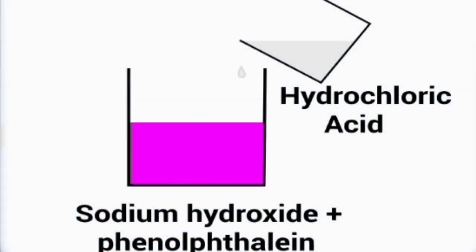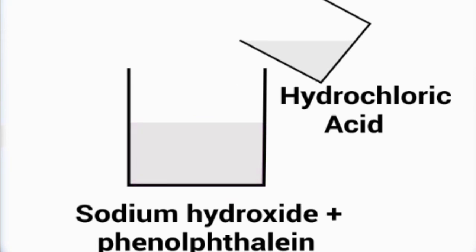Now here phenolphthalein is added to sodium hydroxide. As we know, sodium hydroxide is a base, so it turns from colorless to pink. And when acid, that is HCl, is added to NaOH, it neutralizes the effect of base, and thus the color changes back from pink to colorless. This process is called neutralization. Here, acid and the base both neutralize each other, forming salt and water.